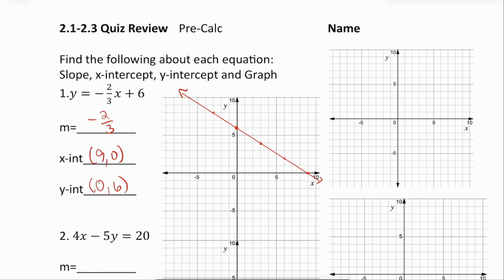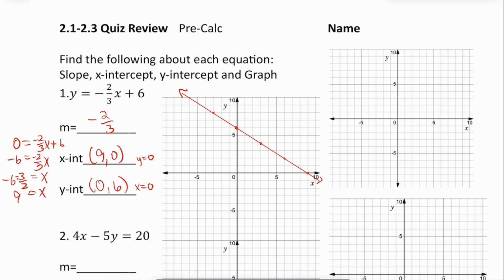But if you want to check it algebraically, just remember you're going to let y equal 0. Subtract 6. To divide off the -2/3, just multiply the other side times the reciprocal, which would be -3/2, which would be +18 divided by 2, or 9. Okay, so remember for our x-intercept, you're going to let y equal 0. Our y-intercept is where you let x equal 0. So that is our first one there.